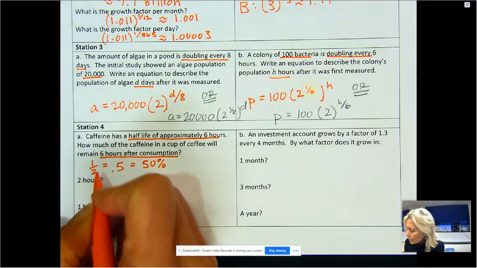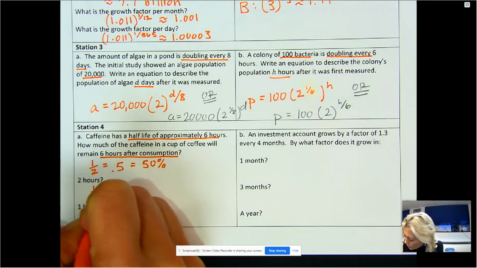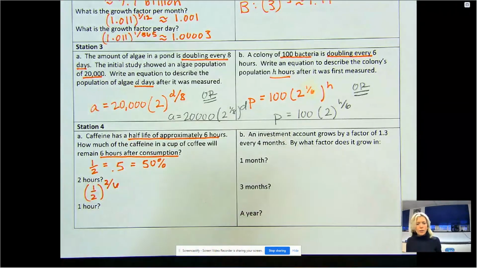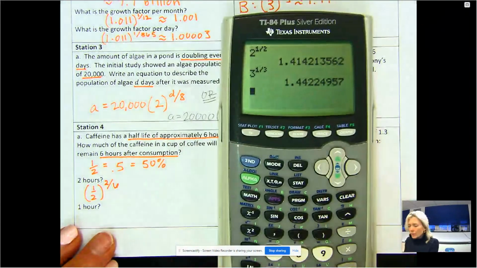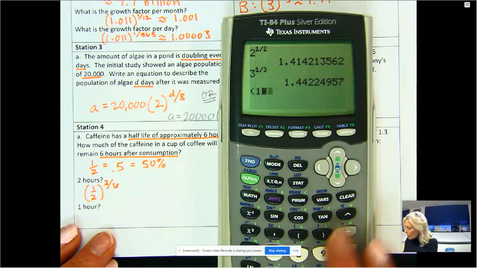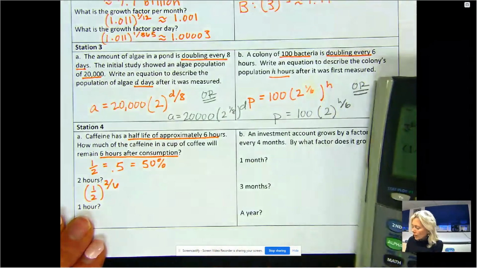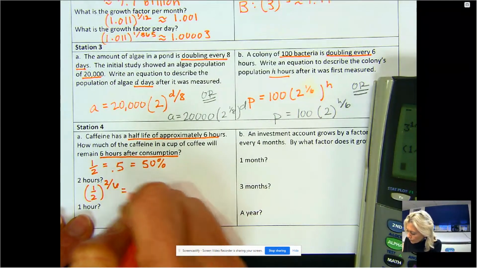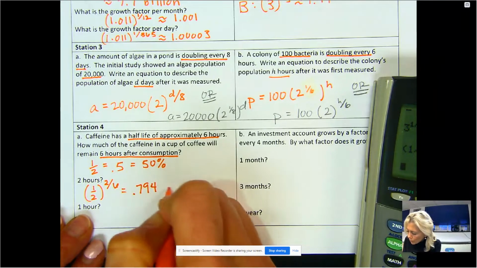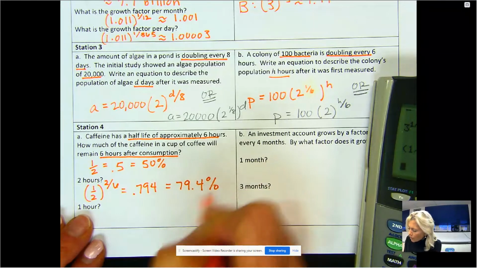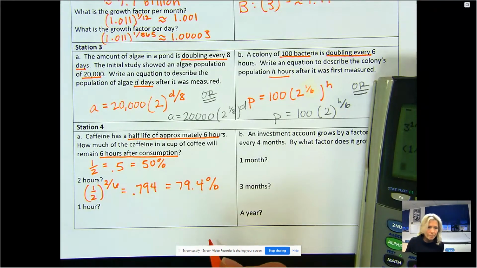Now, 2 hours. So in 2 hours, we're going to use a fraction exponent. It's 2 out of the 6. Okay, that answer would be totally fine. If you wanted to put it into a calculator, a 1/2 to the 2/6 is about 0.794. If you wanted to write that as a percent, 79.4%. All 3 answers are equally awesome.